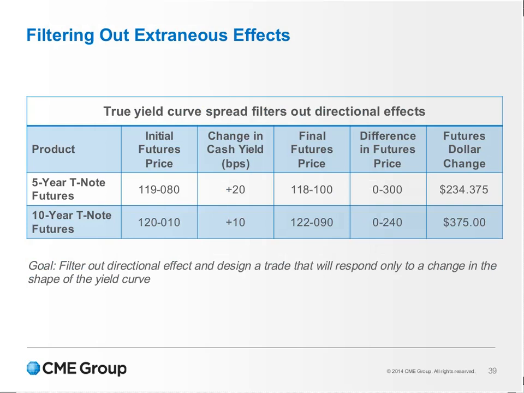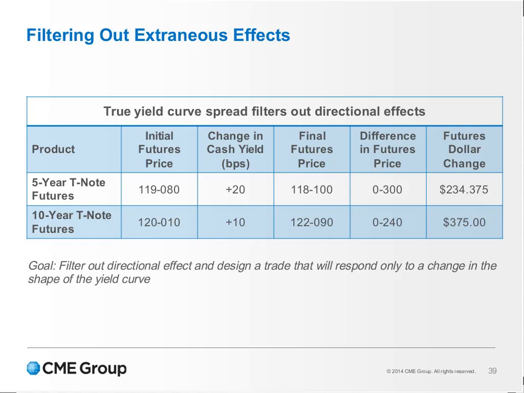So we want to filter out the extraneous effects of markets just rising or falling. We want to express our view. We want to create a view in just the yield curve movement. So true yield curve spread trades filter out directional effect, i.e. changes due to parallel shifts in the yield curve. And a true yield curve trade responds only to changes in the slope of the yield curve.